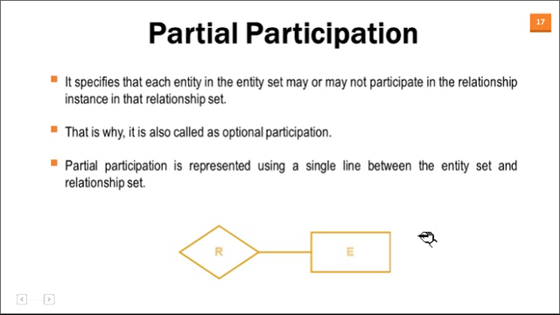Then I will denote it by partial participation, because I have 100 entities in the entity set, but only 20 students have participated in that particular course. This is also known as optional participation. It is represented by a single line.